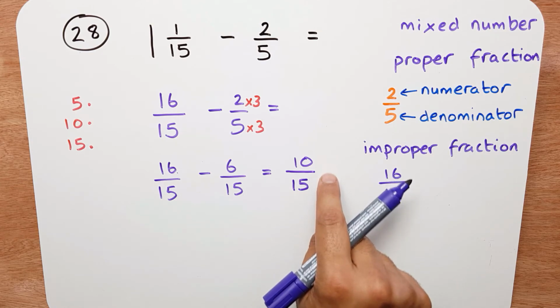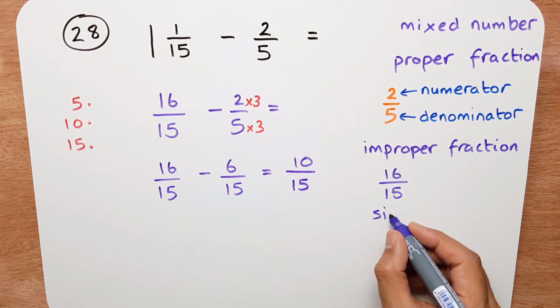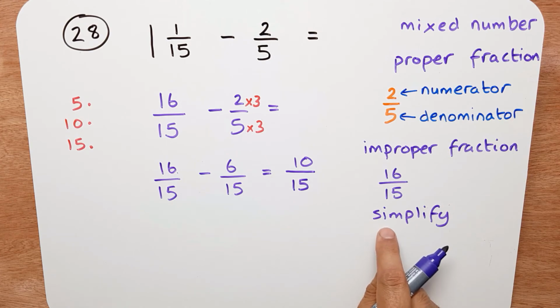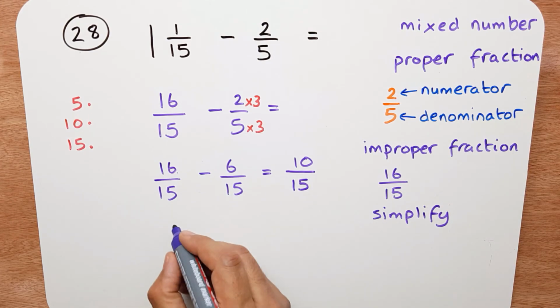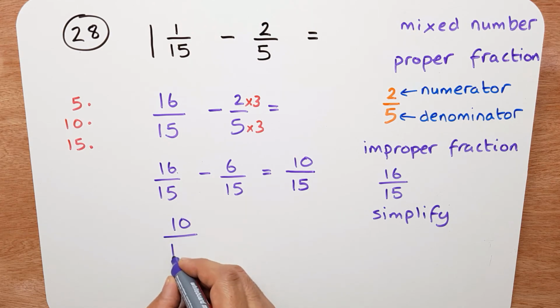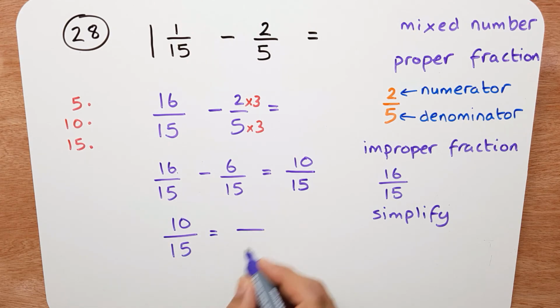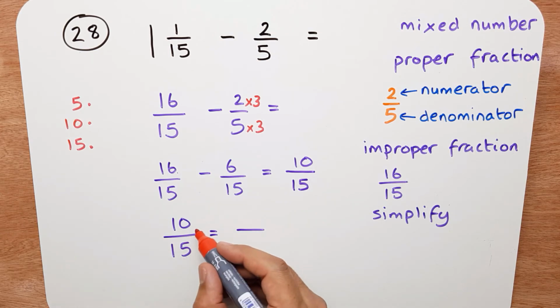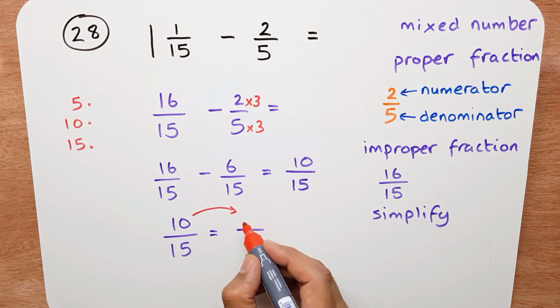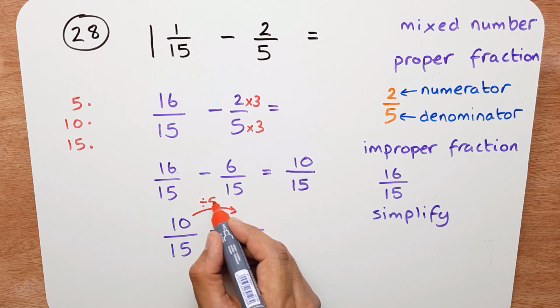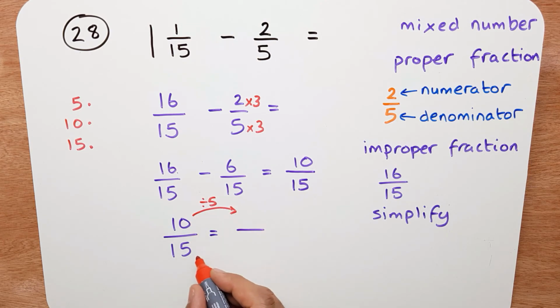Now what I can do is simplify this. So let me write the word simplify. That simply means to make simpler or use the lowest numbers. So let me write this here, 10/15. Now because I know my times tables and I know that these are both in the 5 times table, I'm going to divide the top number or the numerator by 5. And whatever I do to the top number, I have to do to the bottom number or the denominator. So I have to divide that by 5.